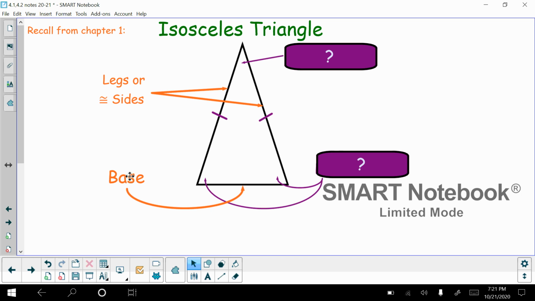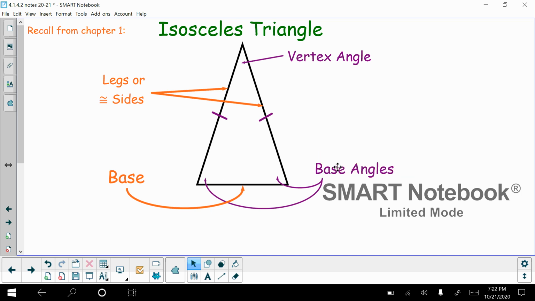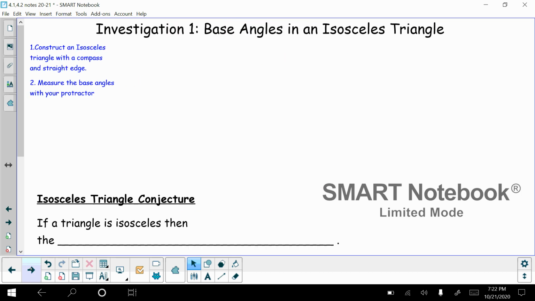The angles had special names. The angle between the two congruent sides is called the vertex angle. And then the other two angles are called the base angles, okay? Because the angles are next to the base. So we used those terms before, so make sure you recognize them when we use them in the homework or in the notes right now.